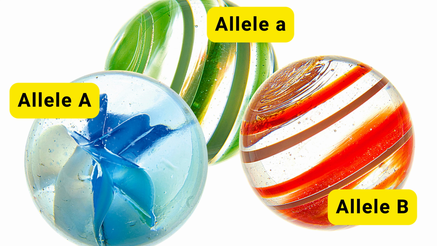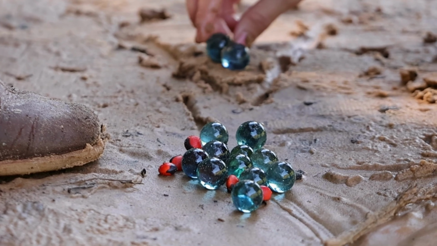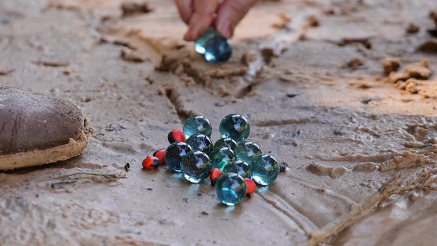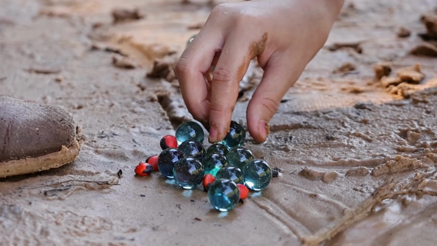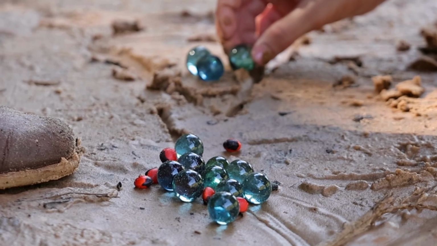Imagine a bag of marbles, where each color represents a different allele. If you randomly pull out marbles to represent the next generation, sometimes, by sheer chance, you might end up with only one color left. This represents a population losing genetic variation over time.